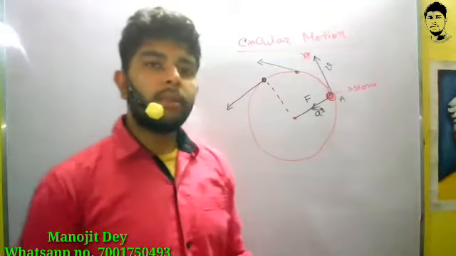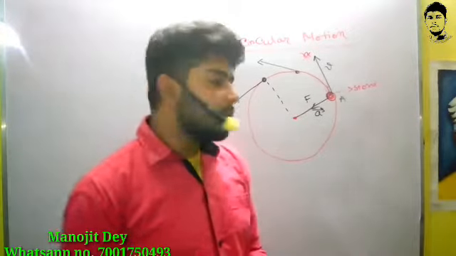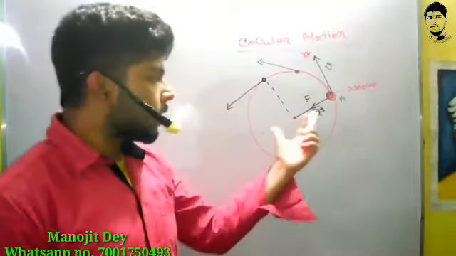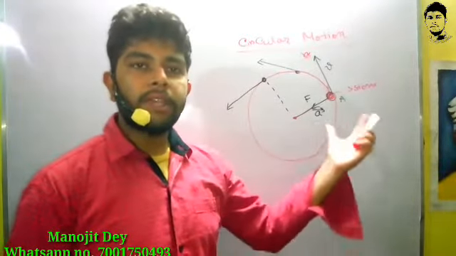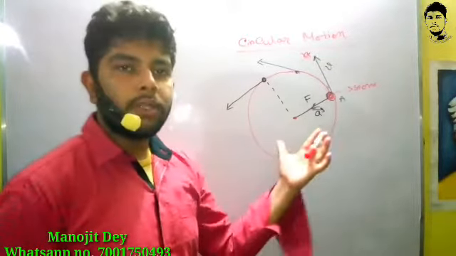We will learn Newton's law in the next chapter. So now we have to memorize that the direction of acceleration will be towards the center. That's why the acceleration can be called centripetal acceleration, because the direction of the acceleration is towards the center.